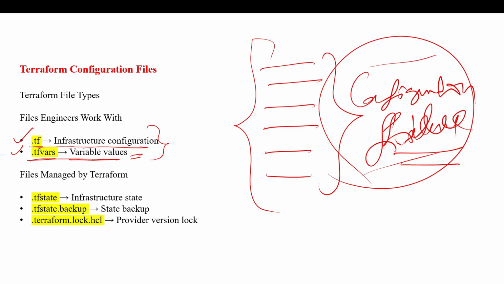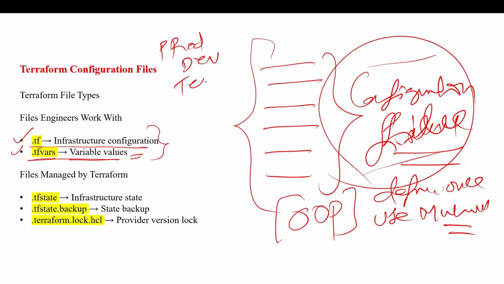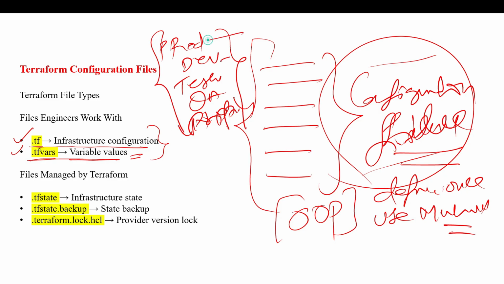As I explained earlier, in Terraform we apply the object oriented programming approach. That means define once, and use multiple times, right? So suppose you want to configure your production environment, your development environment, your testing environment, quality environment, non-production environment, which is called the pre-prod environment. So suppose you want to configure multiple environments. You will have a separate VPC for each and every environment. You will have a separate subnet for each and every environment. You will have a separate virtual machine for each and every environment. So you will have different resources in each and every environment, right?